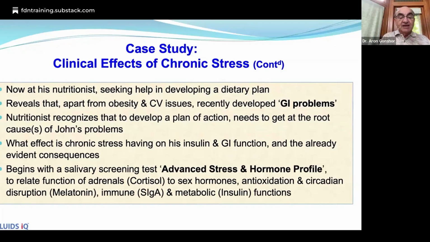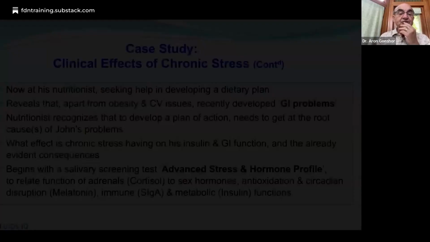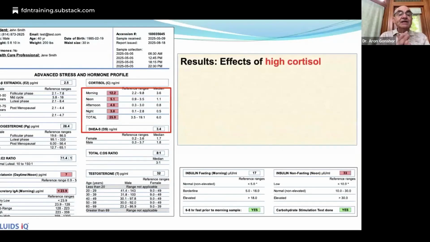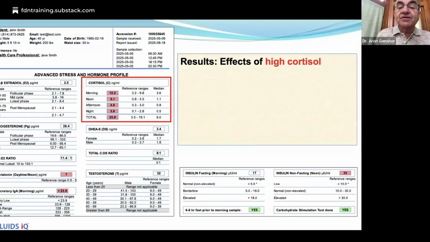So the nutritionist begins with a salivary screening test. This test we're calling the advanced stress and hormone profile, to relate the function of the adrenals, the cortisol, to the sex hormones, to antioxidation and circadian disruption, melatonin, to immune function, the sIgA, and of course the metabolic or insulin functions. And here is John's report.